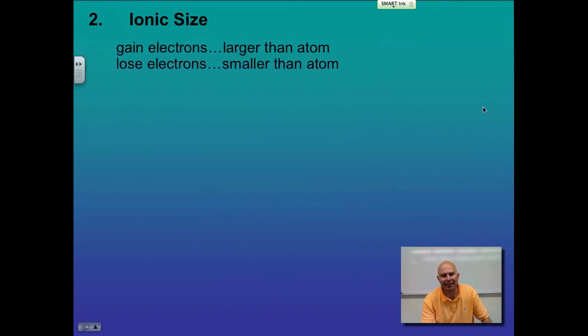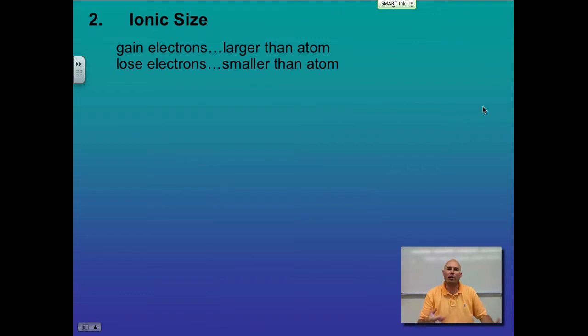So we've looked at atomic size, but what happens when we look at ionic size? And so ionic size meaning what happens when something forms an ion? When an atom forms an ion, is it going to get larger or smaller? It's as simple as this. If something gains electrons, then it's going to be larger than the atom.